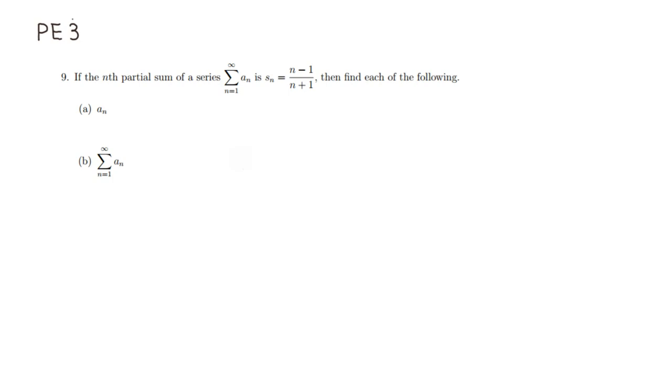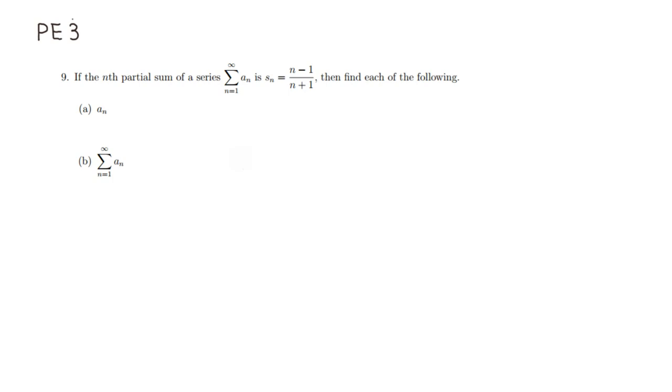Alright, let's look at practice exam 3, problem number 9. We have a partial sum given, Sn equals n minus 1 over n plus 1. Then we want to find an and also the sum. So let's find an.